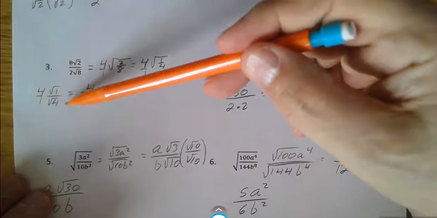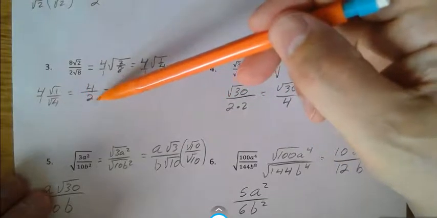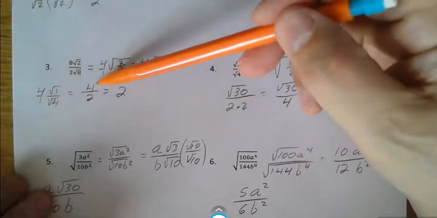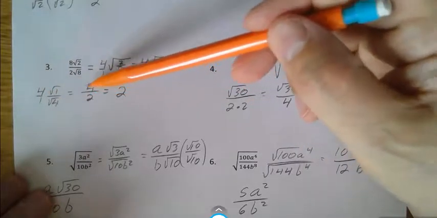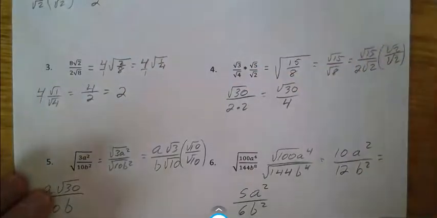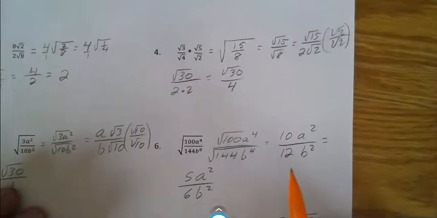I know the square root of 4 is 2. And I have the 4, square root of 1 is 1, so 4 times 1 is 4, excuse me. We get 4 over 2, and that's 2. All right, next one, number 4.